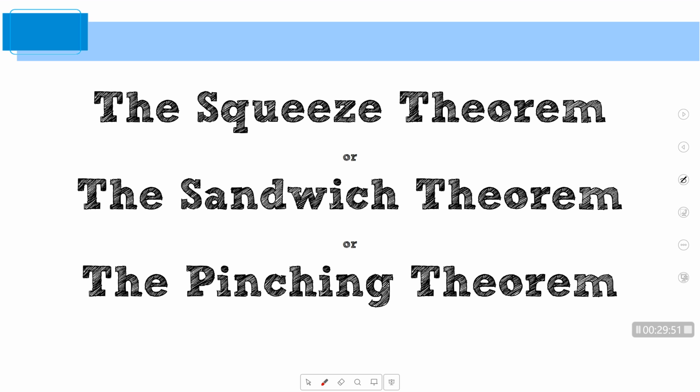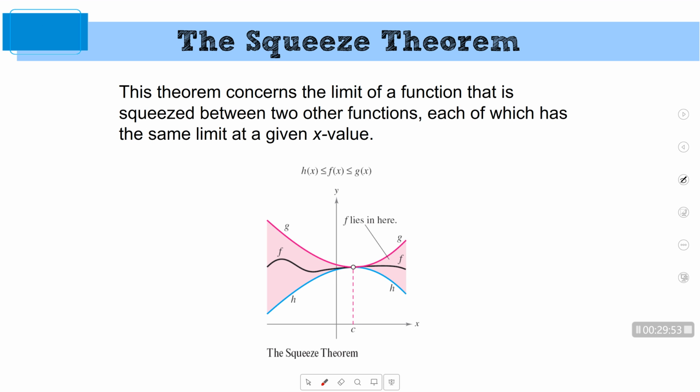Squeeze theorem, sandwich theorem, pinching theorem, they're all the same thing. What does it mean? It takes a scenario like this. So notice in that picture, there are three functions, g, f, and h. And so what we establish first is this stuff on top. And that is, no matter what happens, f has to be between g and h. I like calling this the sandwich theorem.